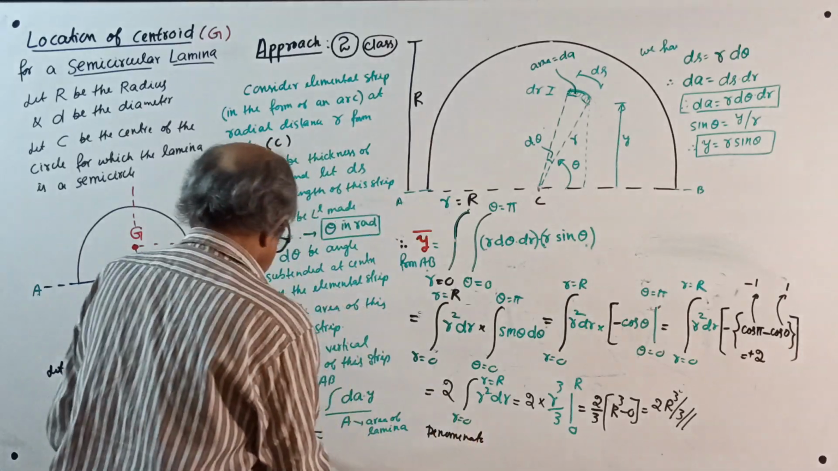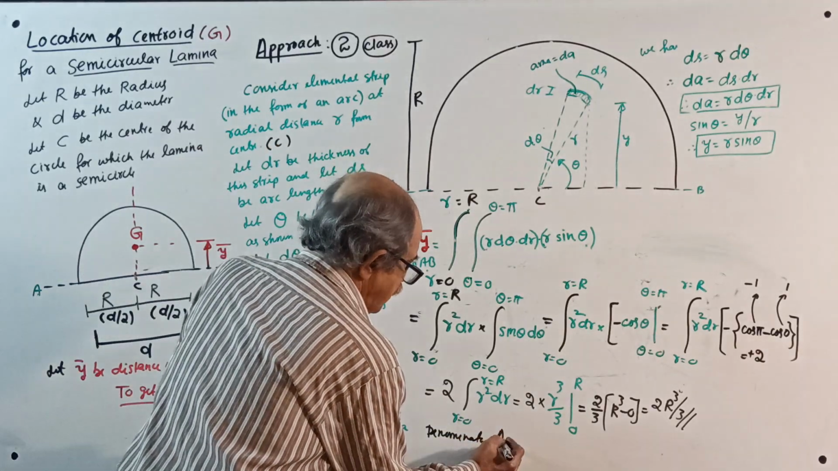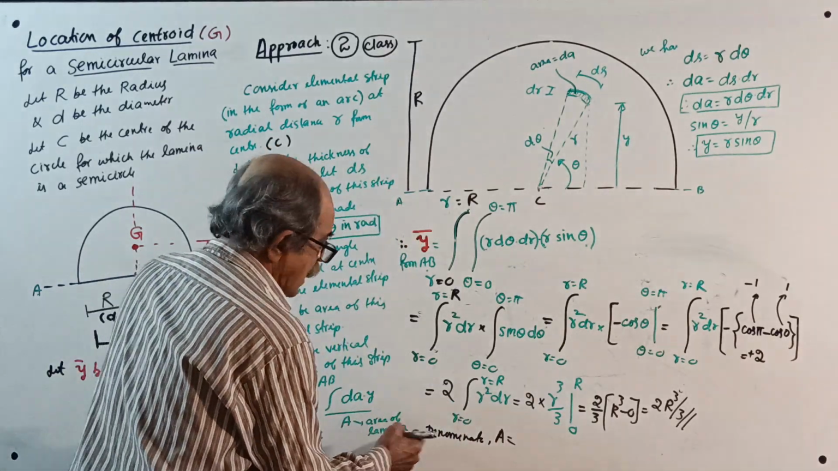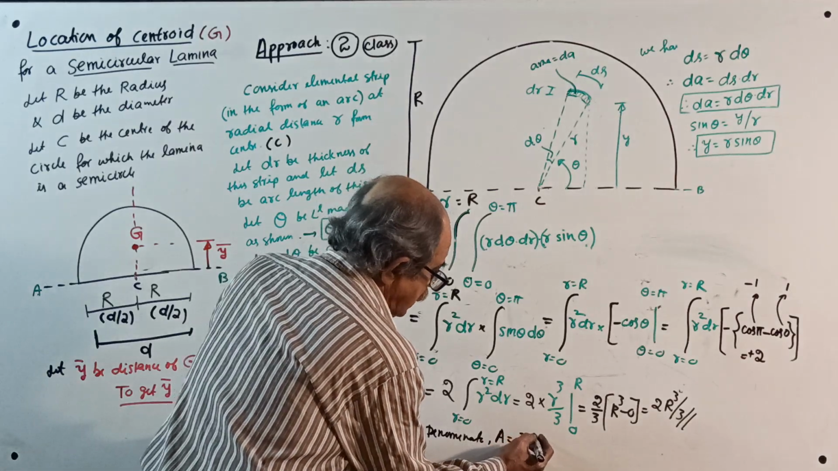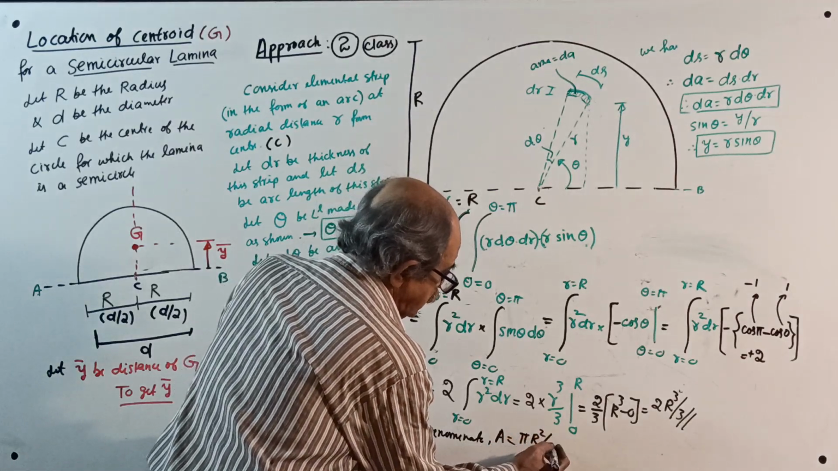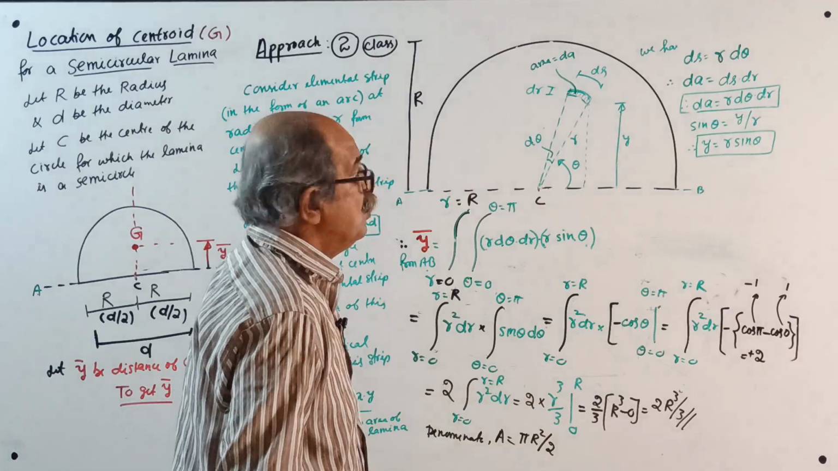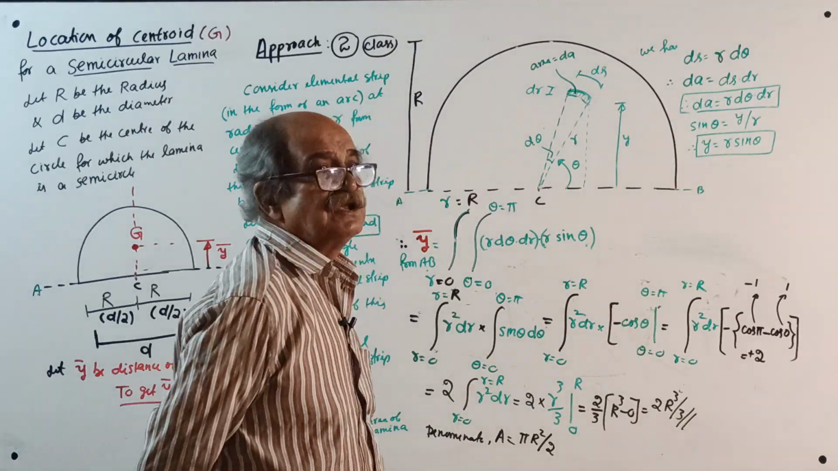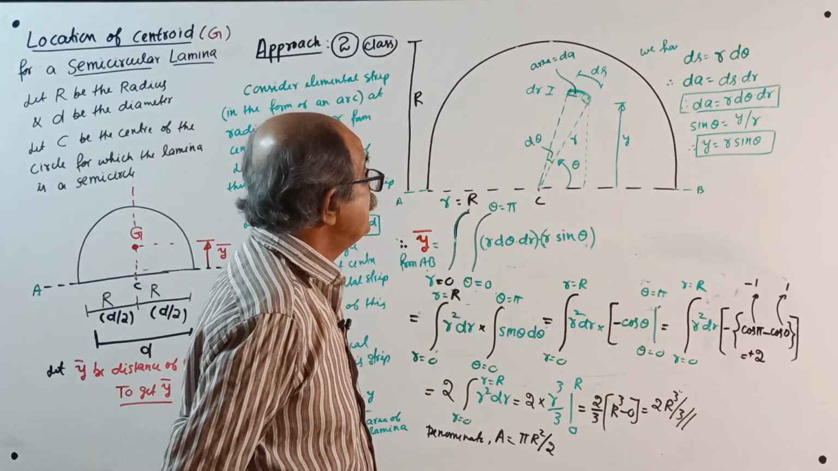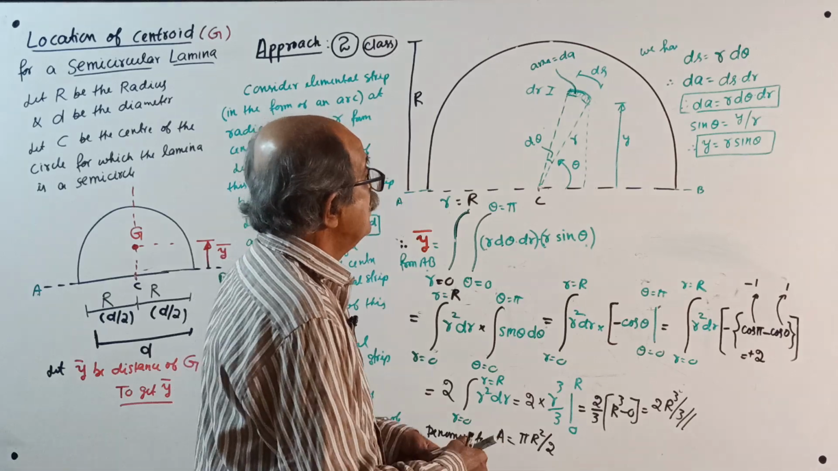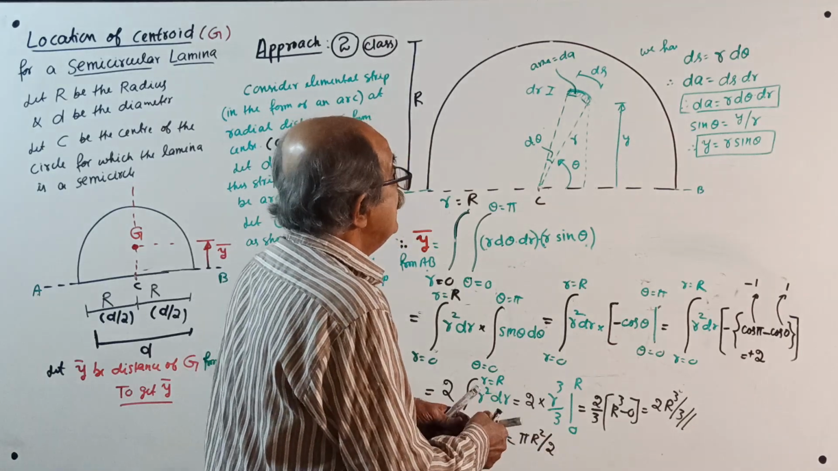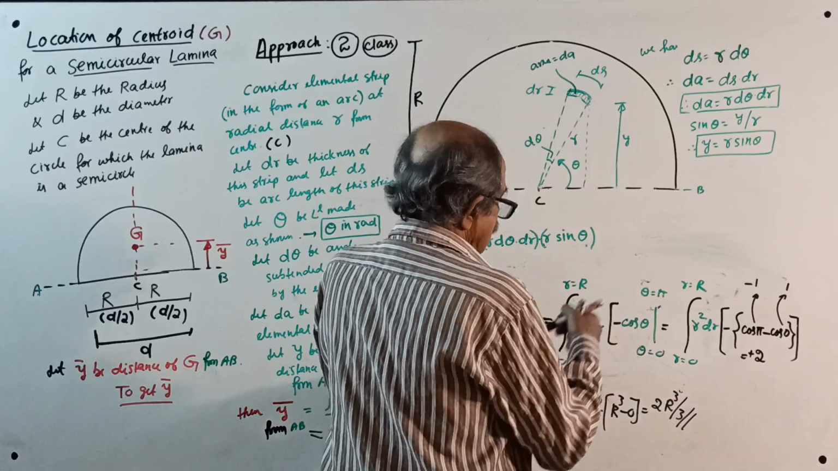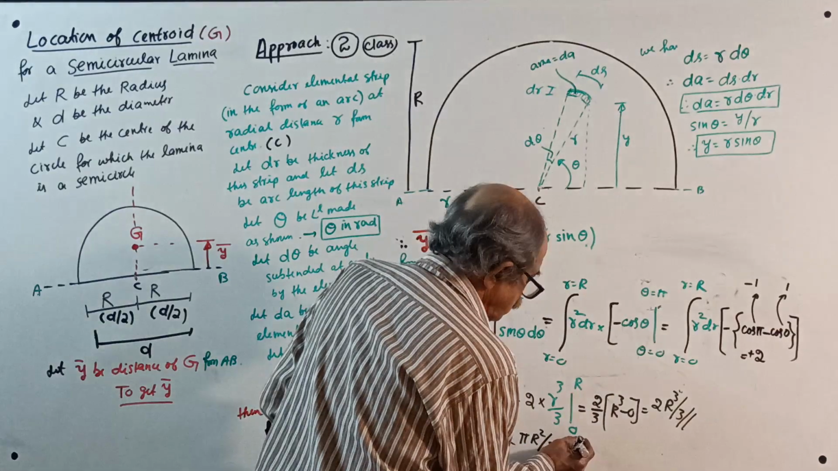Denominator, that is here, that is A. Right here, area of the lamina is pi r square by 2. That much you should know. Area of circle is pi r square by 4. Area of semicircle is pi r square by 2. Therefore, now there is no space. Somewhere here I will write. You continue.